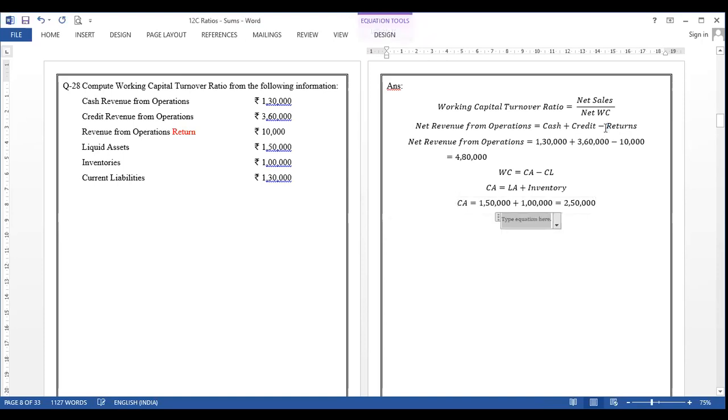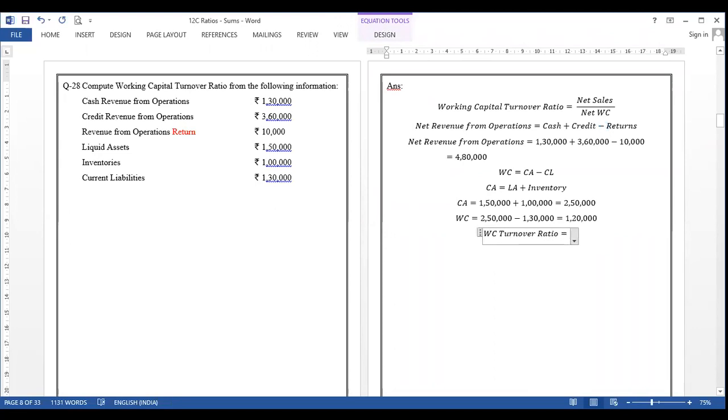Now current asset is there, current liability is there, so I'm ready to calculate the working capital. So working capital is equal to current asset, rupees 2,50,000, minus current liability, 1,30,000. If I deduct this, the remaining answer is 1,20,000. That's working capital. Now I have working capital with me, I have net sales with me. I can go with the working capital turnover ratio.